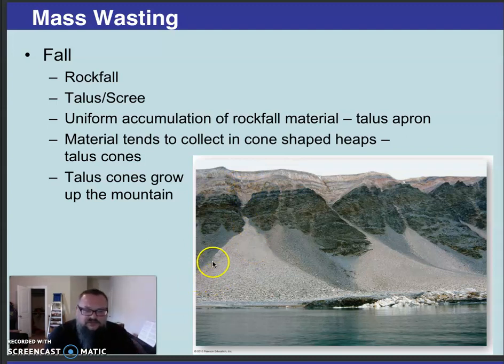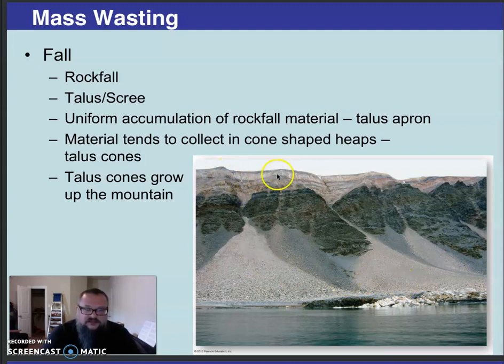You may see it called scree in some places. They mean the same thing. So in a situation like this, these big pyramids that pile up down here are called talus cones. When you get many talus, it still looks kind of like a cone, right? An upside down ice cream cone. When you get many talus cones growing together, you call that a talus apron, because they sort of grow into each other and they look like an apron, as if the mountain was baking cookies or something.